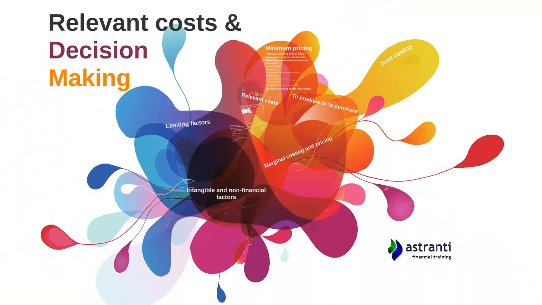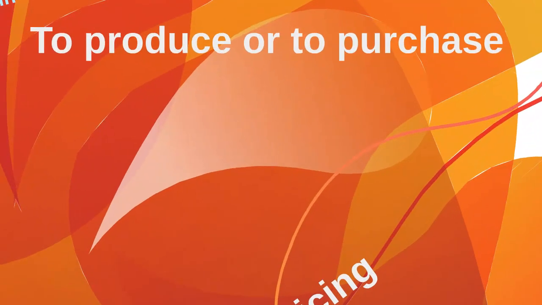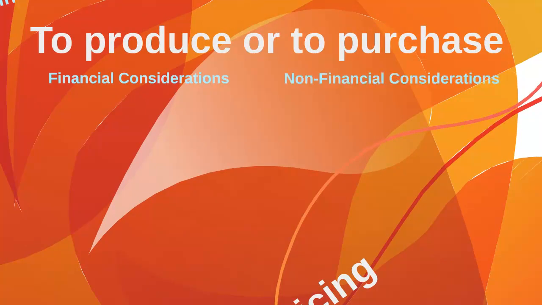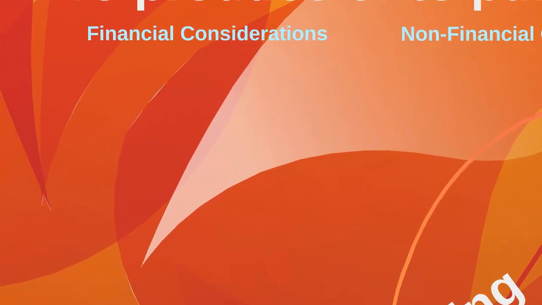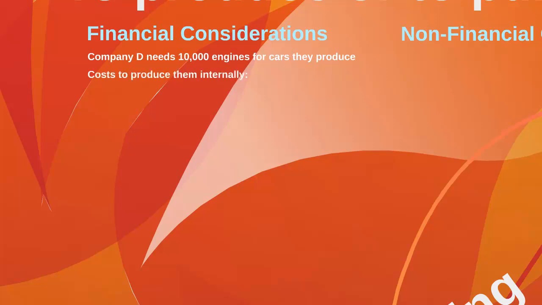So now another decision that companies often have to make is to produce or to purchase. So we're going to look at financial considerations and also the non-financial considerations when it comes to producing or purchasing. Starting with one you're more familiar with, which is financial consideration. So, Company D makes cars and they need 10,000 engines to put in these cars that they produce. Now, let's take a look at what it costs them to produce these engines themselves internally.